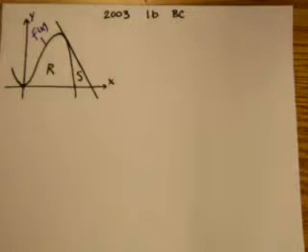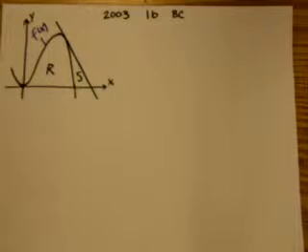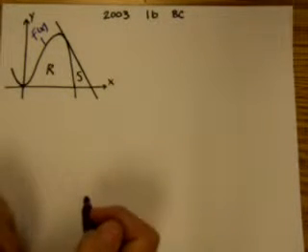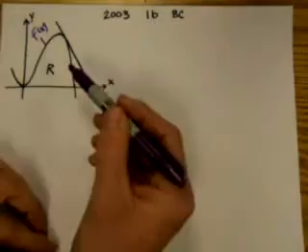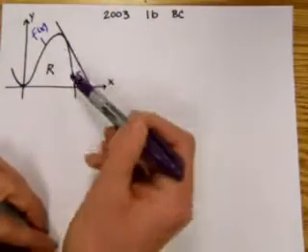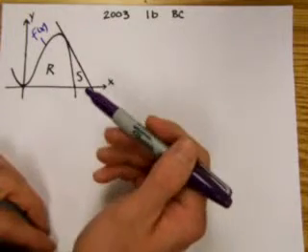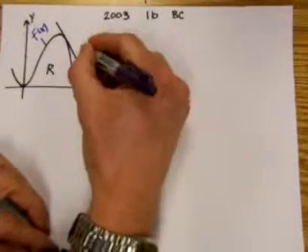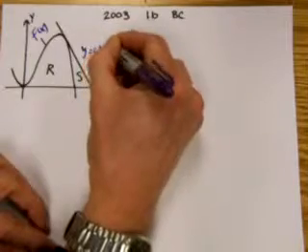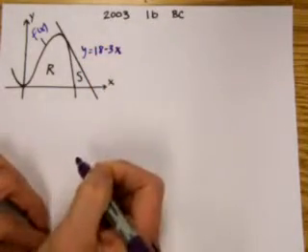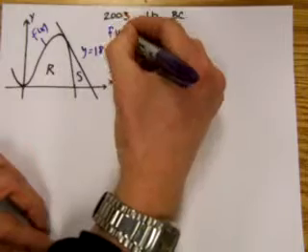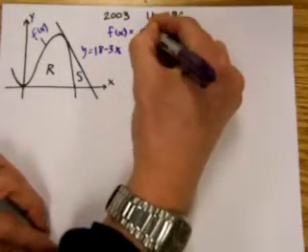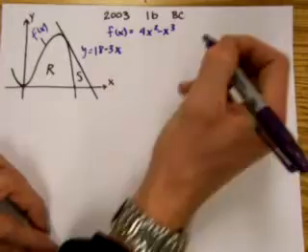This is Calculus with Allenson, and right now we're going to be doing the 2003 problem number 1 from the BC test, Form B. What we've got here is two functions, f of x and a line y equals 18 minus 3x, and f of x is equal to 4x squared minus x cubed.